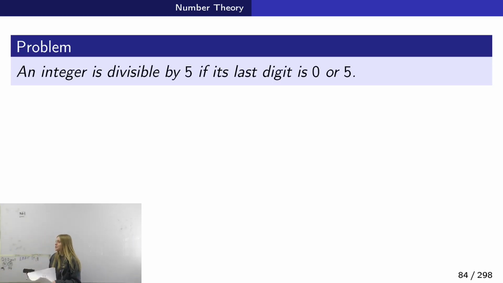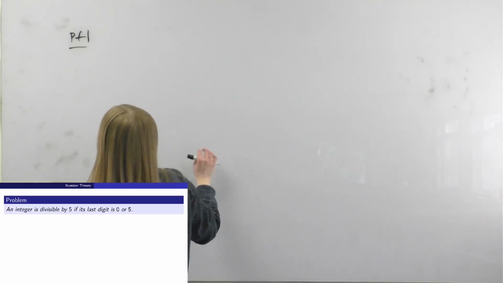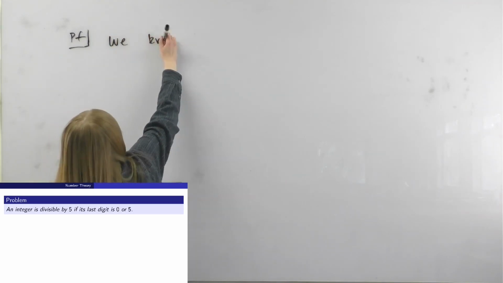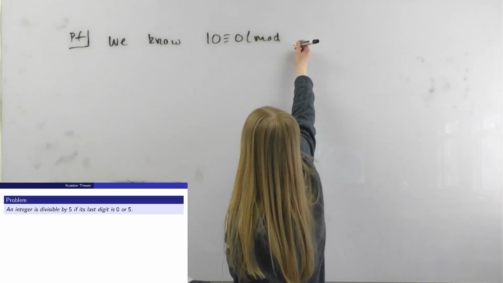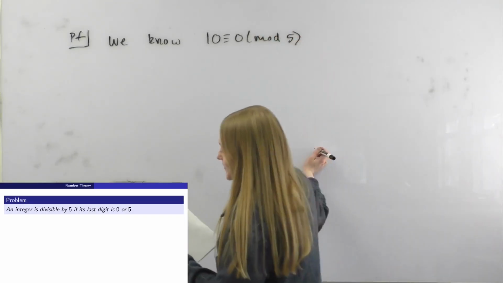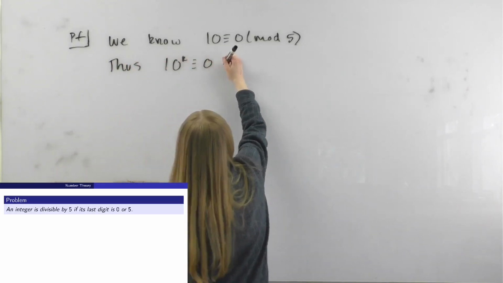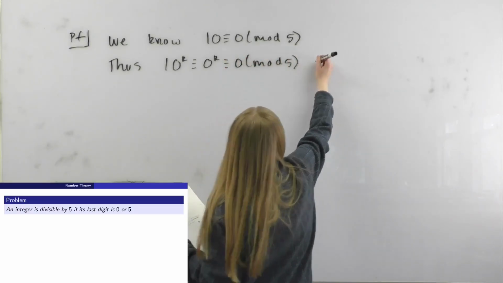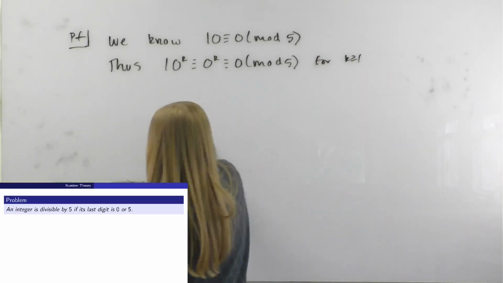Okay, an integer is divisible by 5 if its last digit is 0 or 5. I already kind of used this, so we were good when we used it before because we're proving it now. But we know 10 is congruent to 0 mod 5. Cool. Thus, 10 to the k is congruent to 0 to the k, which is congruent to 0 mod 5. Just for k at least 1.